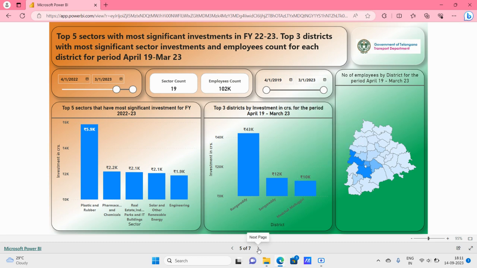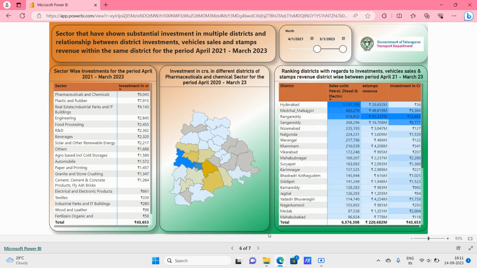Now we will go on to the sixth slide, that is the last slide. In that, we have noted the sector which has the highest investment for the period April 2021 to March 2023, and then analyzed the different districts which contributed to growth of that sector. In this slide, we have seen the different sectors over here: pharmaceuticals and chemicals, plastic, rubber, real estate, industrial parks, and IT buildings. These are all the sectors over here.